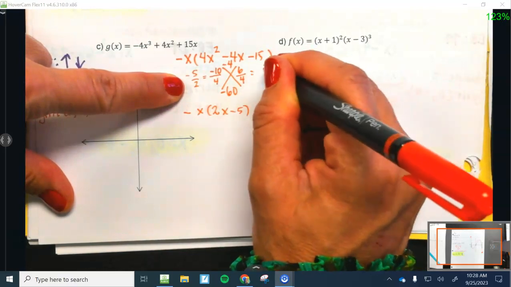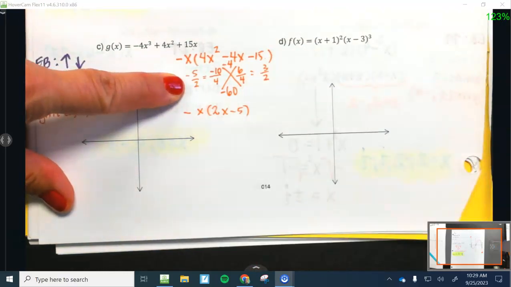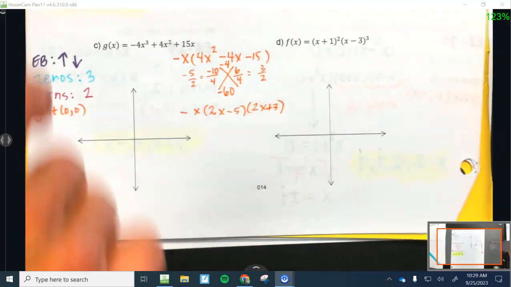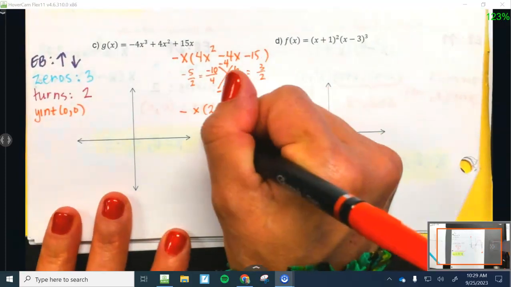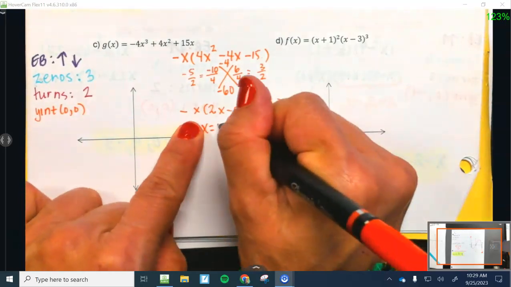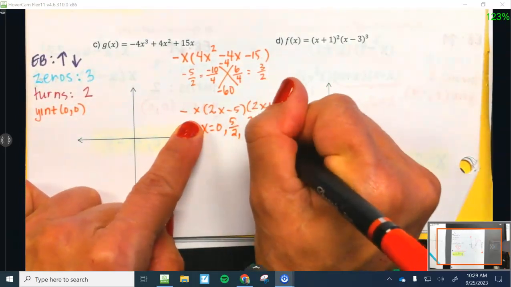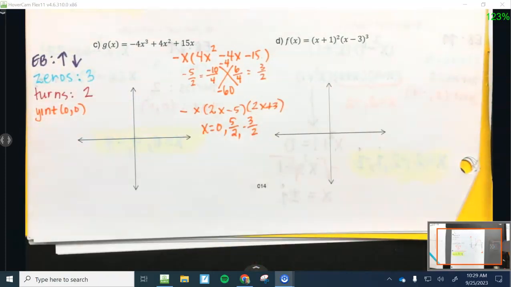This over here simplifies to 3 over 2. Put the 2 in the front. 2x plus 3. So x is going to equal a 0, a positive 5 halves, and a negative 3 halves.